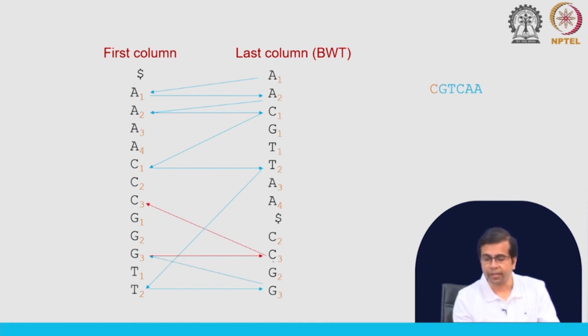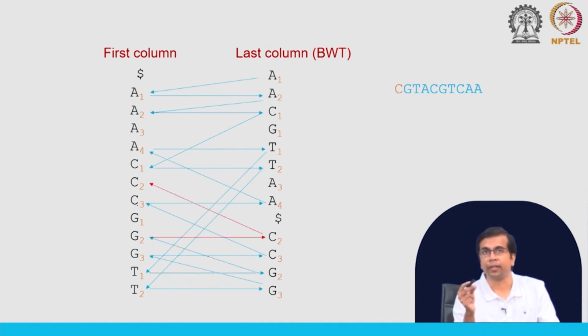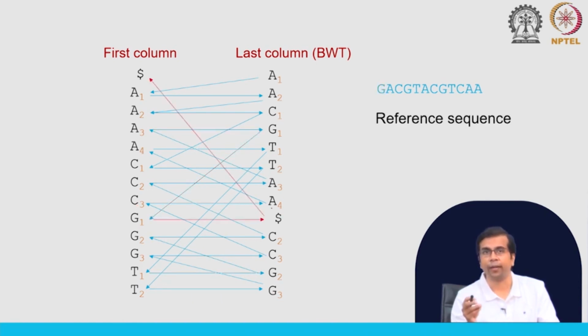We can see this C is before this G because of the rotation. Again, we go back here to the first column using last-first mapping. We look at the letter that is before this C, which is A, and do last-first mapping, and so on. We can repeat this process throughout these columns, first column, last column, until we reach the dollar sign here. That would be the end, okay. And this is the reference sequence that we generated.